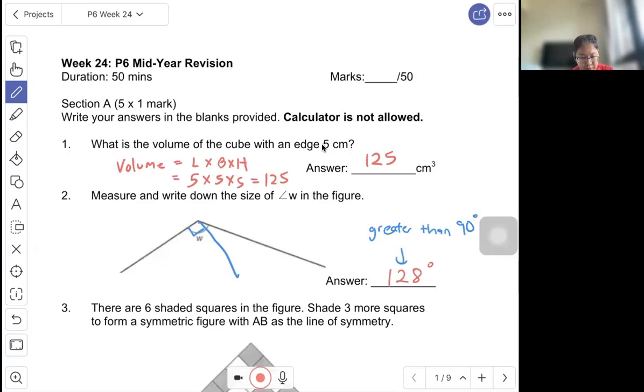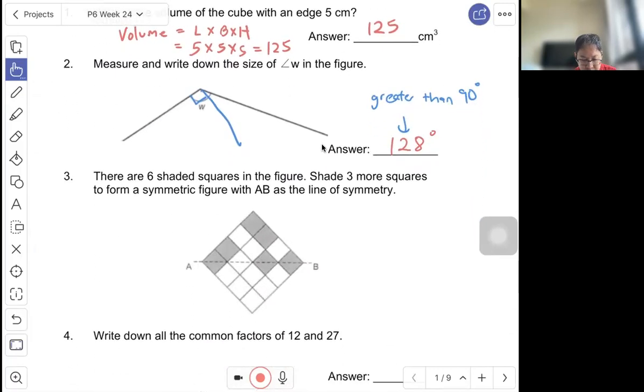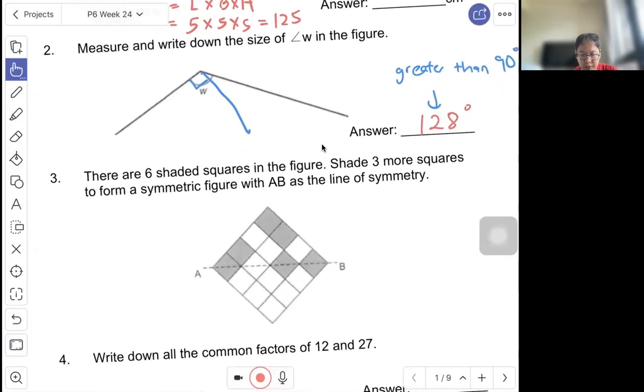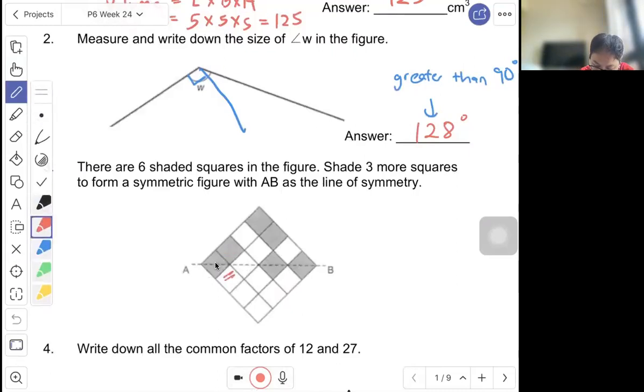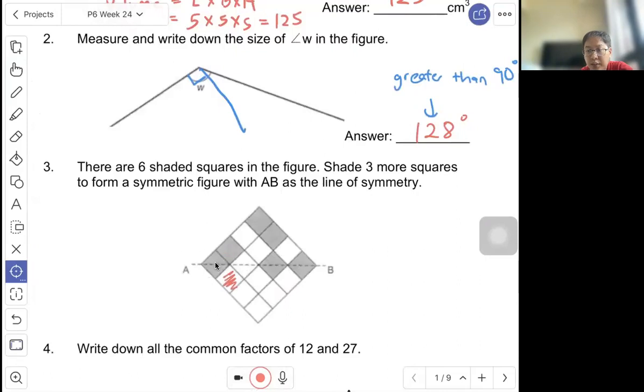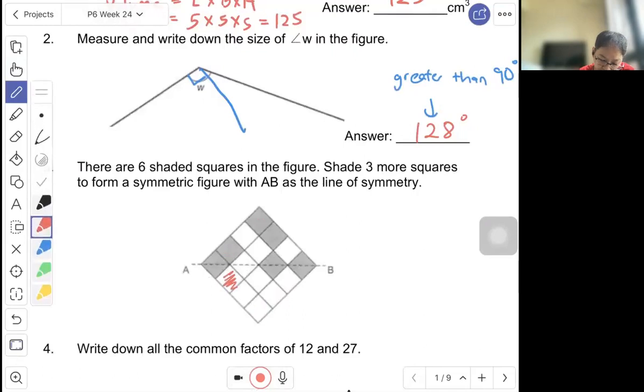Question 3. We say there are 6 shaded squares in the figure. Shade 3 more squares to form a symmetric figure with AB as a line of symmetry. So let's work it out together. This is your line AB. So symmetrical in this case, for this, we'll shade here. Then for this, we'll shade here. And for this, we'll shade here.